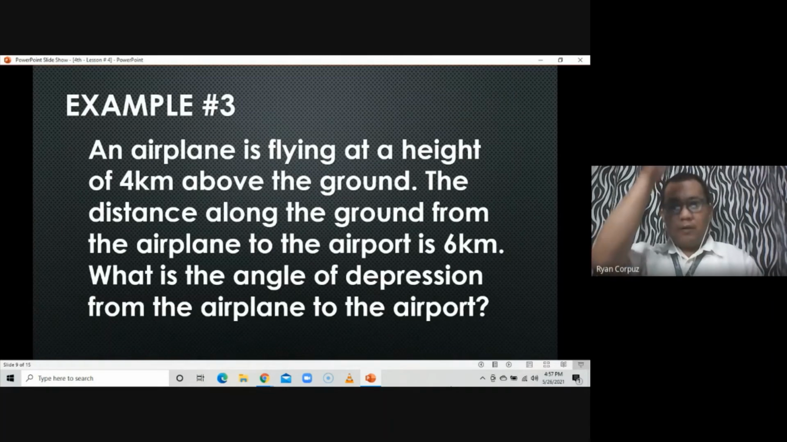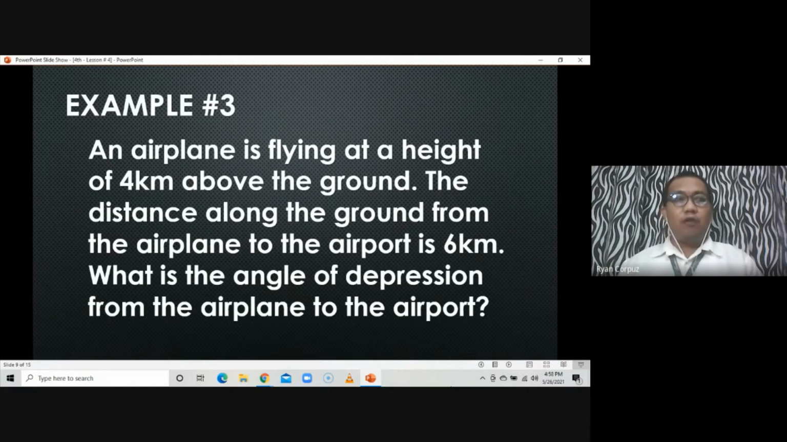So, it means, along the ground, from where the airplane is, its height down to the ground is 4 kilometers. From there, the distance to the airport is 6 kilometers. So, what is the angle of depression from the airplane to the airport? So, we are looking for the angle of depression.